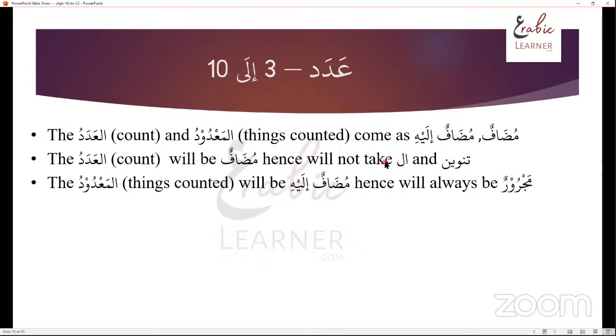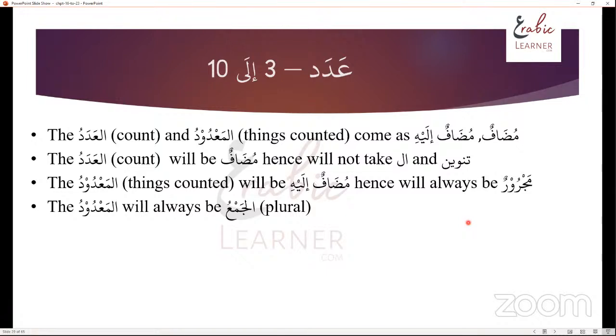Remember this. And ma'dud is always majroor. Why? Because it will be mudaf ilayh. Okay. Now these are the things you have to remember. Now ma'dud will be always jama.